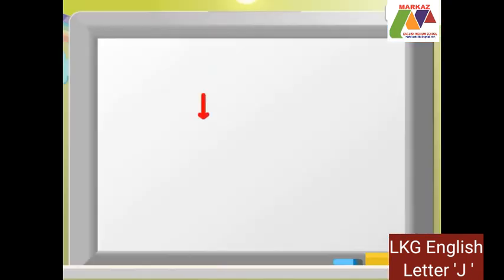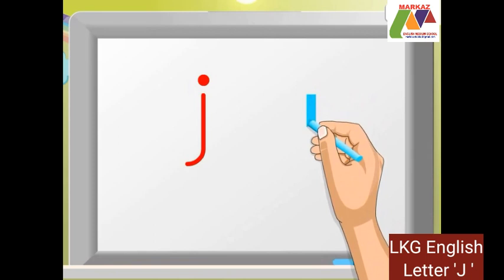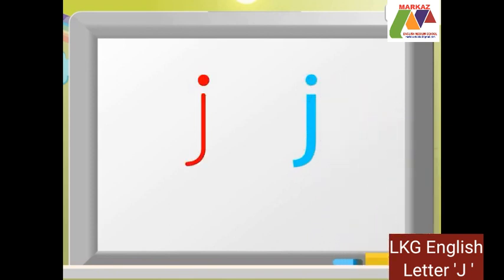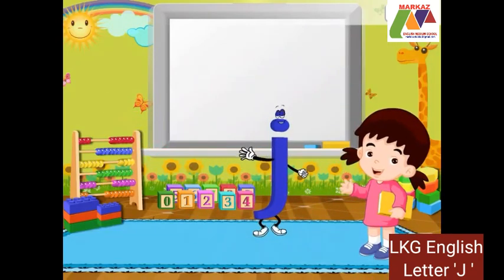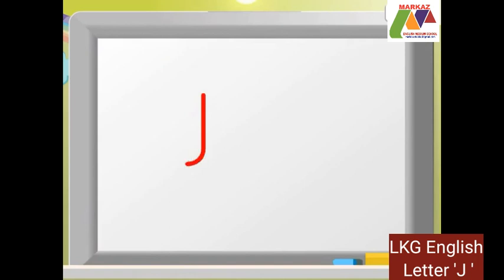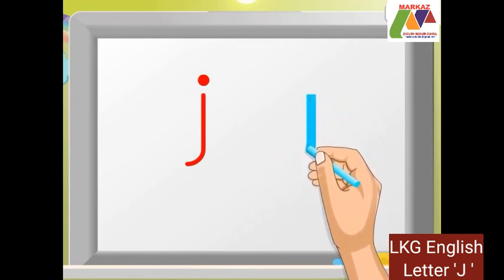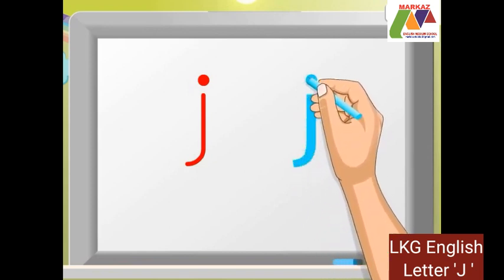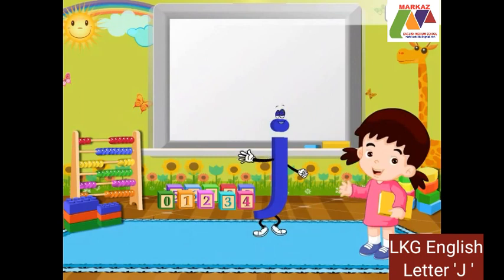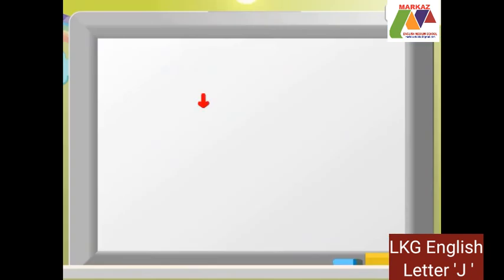Small J. All the way down and curve, then a dot. Small J. All the way down and curve, then a dot. Small J.